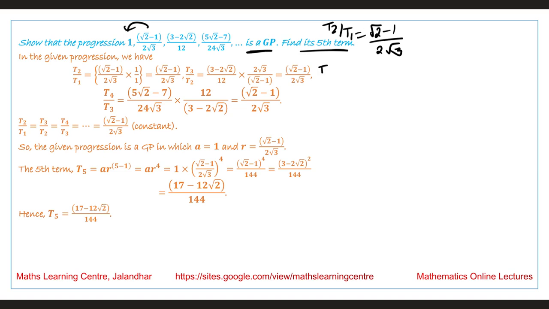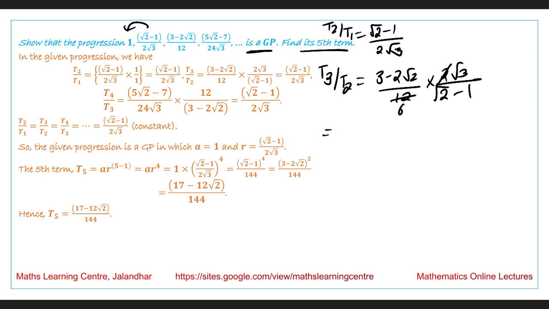Now next we have T3 by T2. So it is (3 minus 2 root 2) by 12 into 2 root 3 by (root 2 minus 1). If we look at these terms, this 2 and this term get cancelled. So it is equal to (3 minus 2 root 2) by (root 2 minus 1), and over here we have square root 3 by 6.